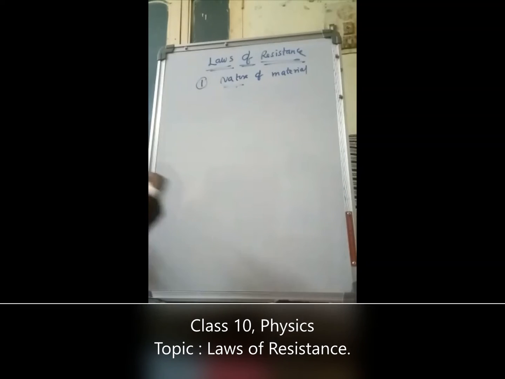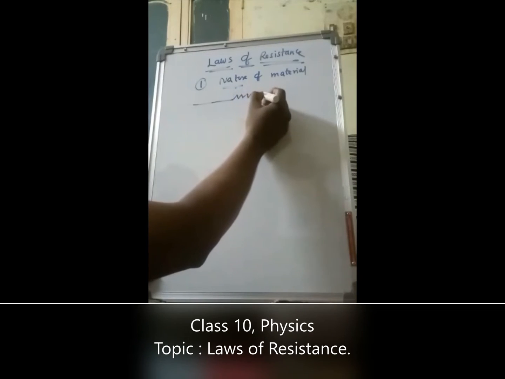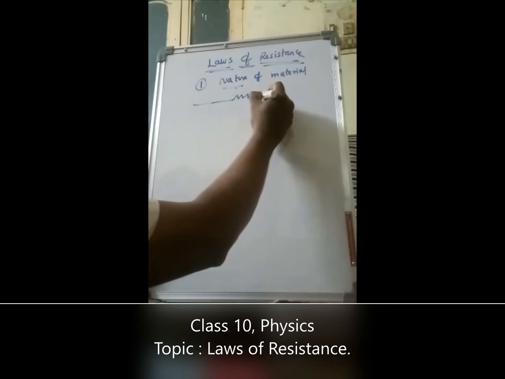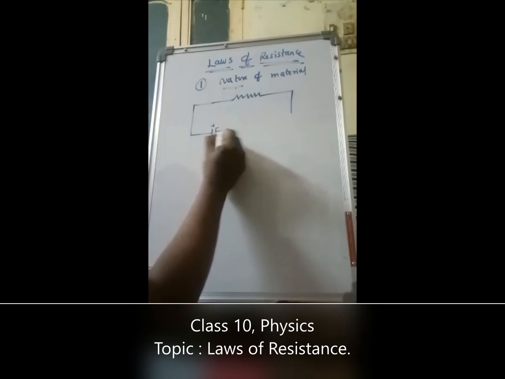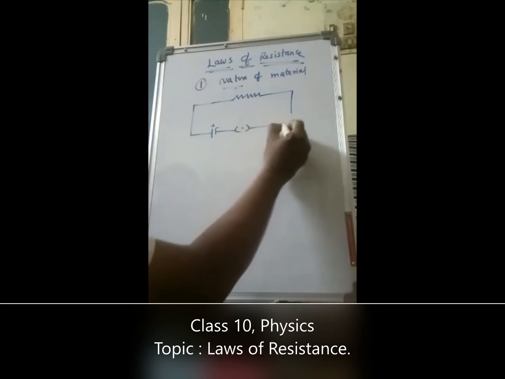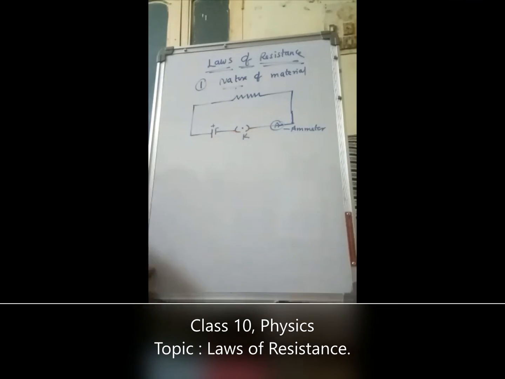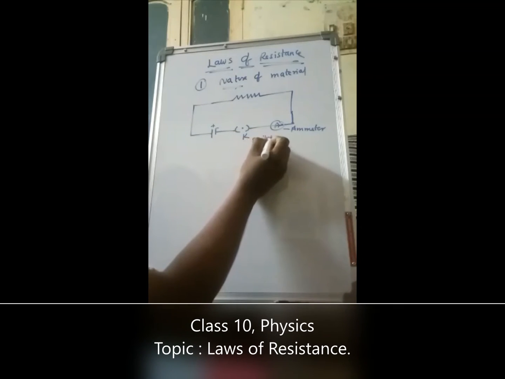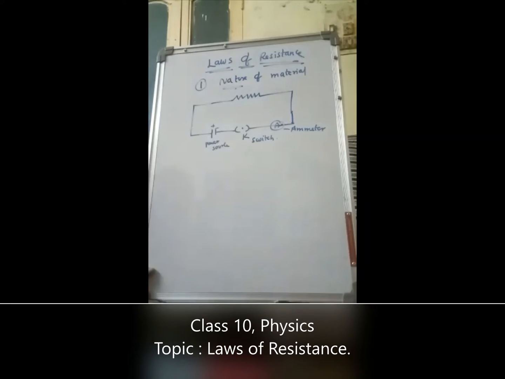How it depends on nature of material. Say this is a circuit and this is a resistor. The wire which offers resistance is called resistor. Here in the circuit there is a battery and I have one switch here, or you can say it as plug key, and here I will connect one ammeter in series to measure the current. This is a plug key, just like a switch. And this is power source or battery which is giving the power to the circuit. And this is the resistor which offers the resistance.